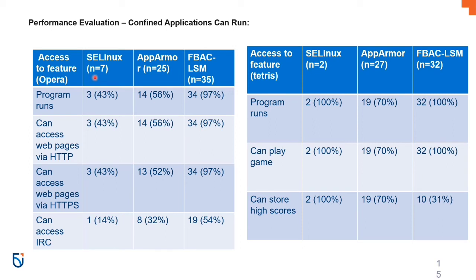These results demonstrate that compared to AppArmor and SELinux, FBAC is more successful at not interfering with programs performing their legitimate functions. This table shows that 100% of FBAC policies for the Tetris game allowed the programs to run, as opposed to 70% of the AppArmor policies. My friend Manoj will discuss the further topics of the paper.